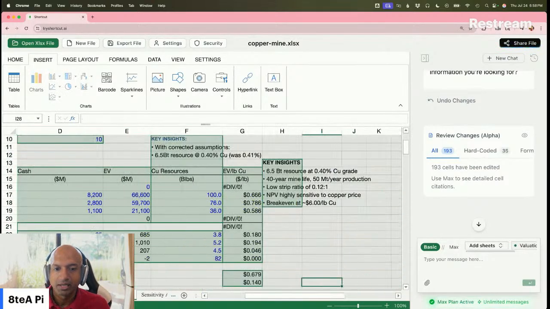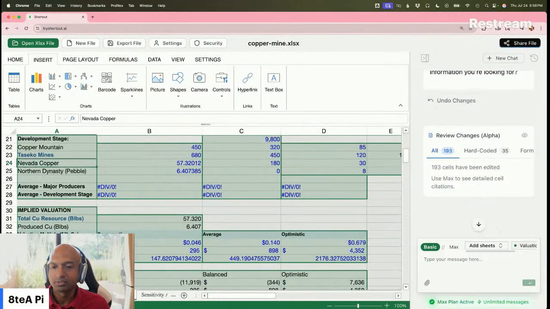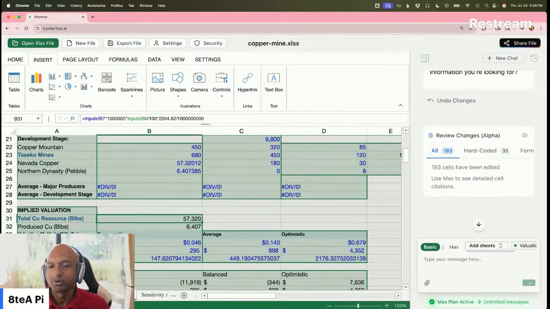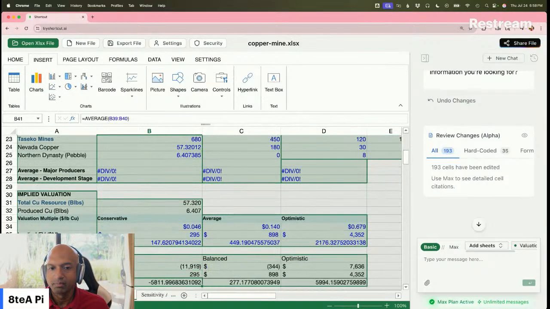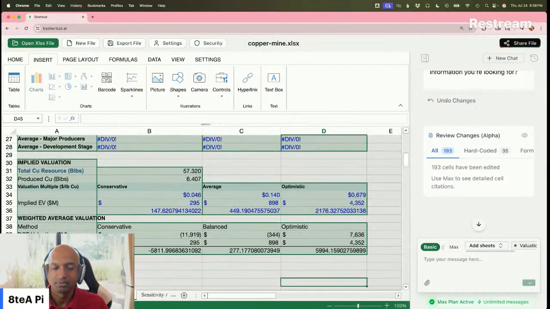Comparables: it ran a comparables analysis. So implied valuation, total copper resource, valuation multiple 6.4 per pound of copper, and implied EV 147 to 2 billion. Weighted average valuation: conservative, balanced. Use the weighted average of DCF and comparables, whatever.